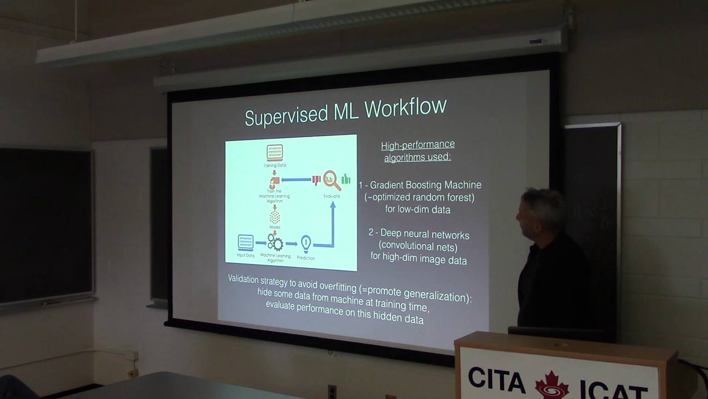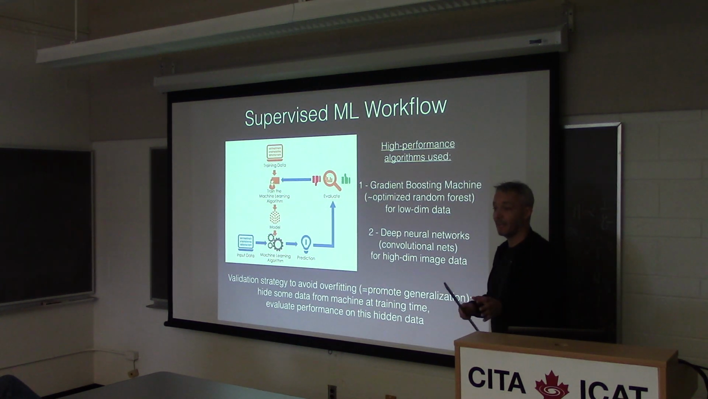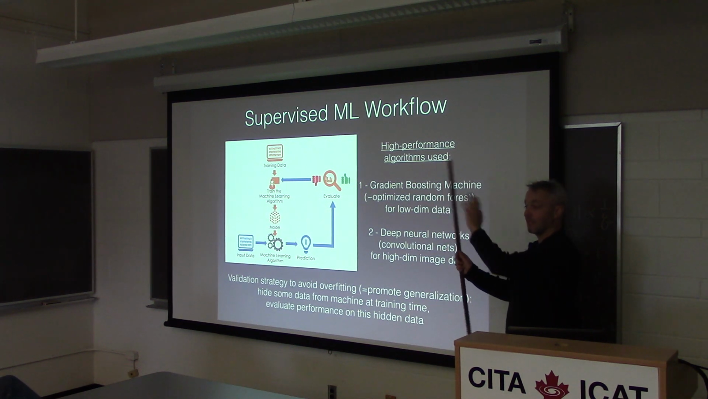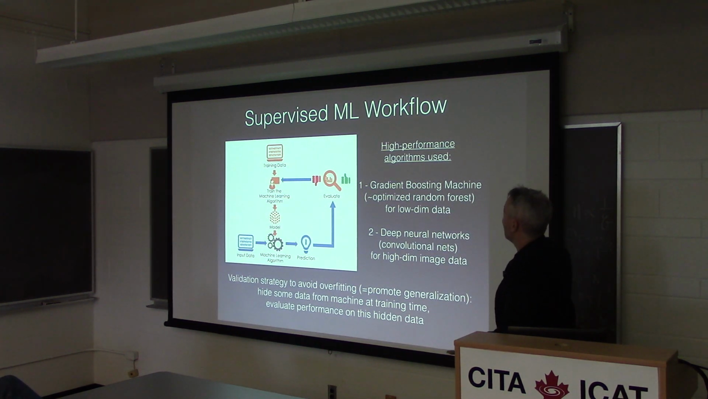And so you actually want to be careful about this validation strategy to avoid what's called overfitting in the machine learning literature. It's just making sure that your machine has not learned too much on the data you had and is able to generalize quite well on these new data points.